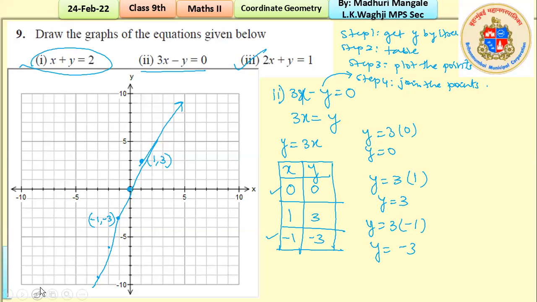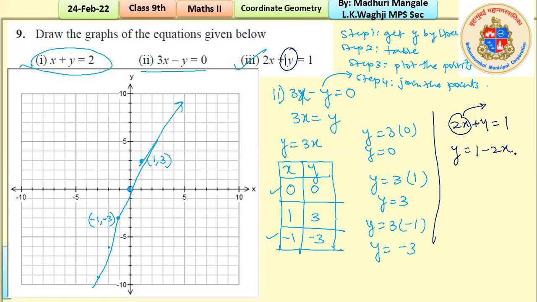Maybe I'll quickly help you to get the y term by itself. See, the coefficient of y here is 1, so you can get y by itself. Check 2x plus y equals 1. If we want to get y by itself, shift the 2x to that side. This is an addition, so on that side it would subtract. So y equals 1 minus 2x. Now set random values for x and you will get the value of y.